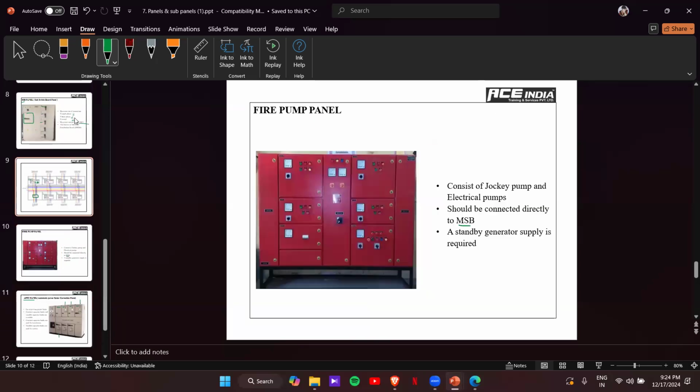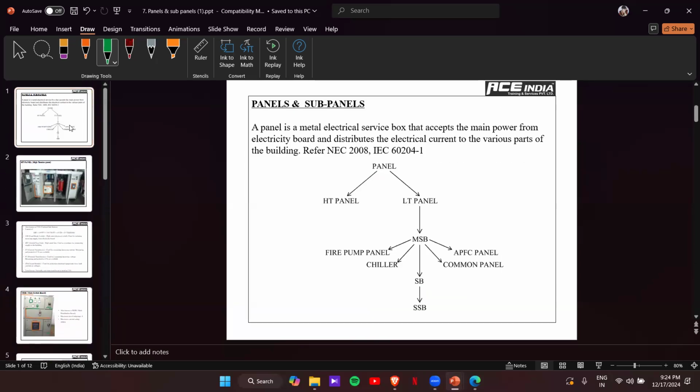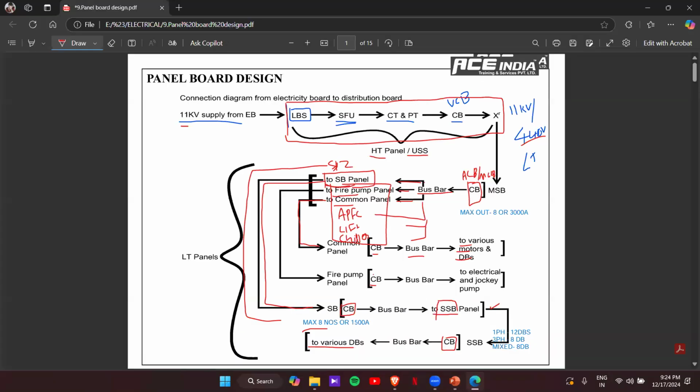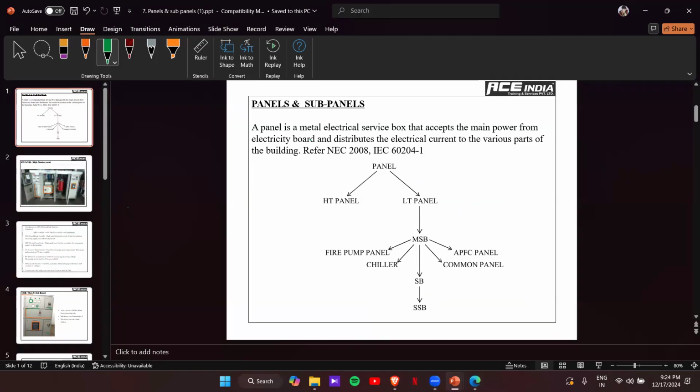So these are the types of panels and sub panels we'll be using in commercial spaces. Clear? Any doubts?